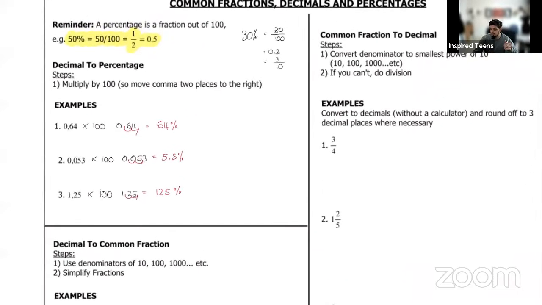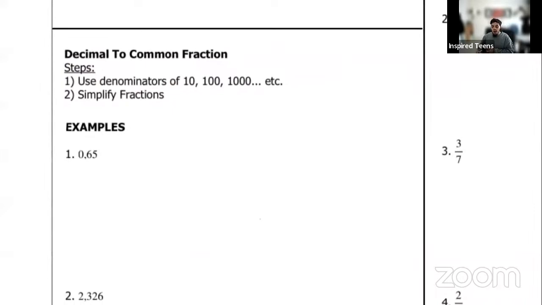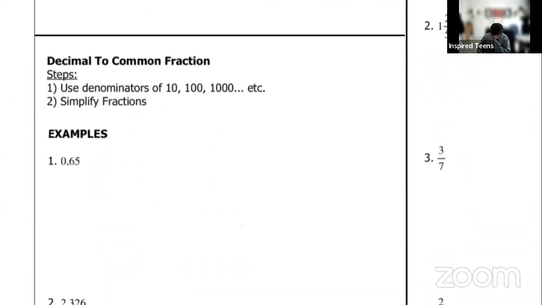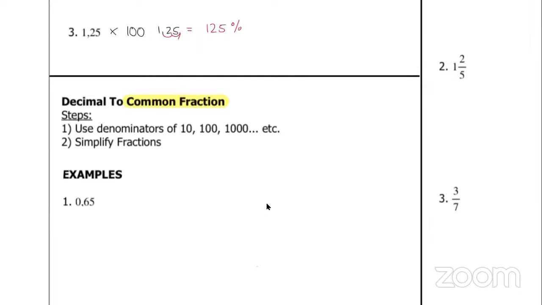What do we do next? Which one? Decimal to common fraction. So now we want to convert a decimal to a common fraction. Okay. And in this case, we can use denominators of 10, 100, 1,000, etc. to simplify the fraction. Okay.